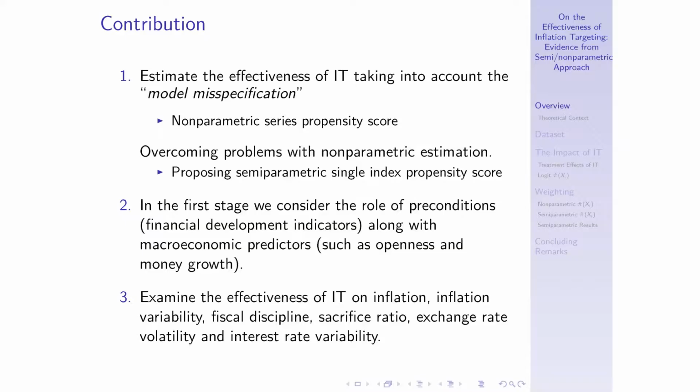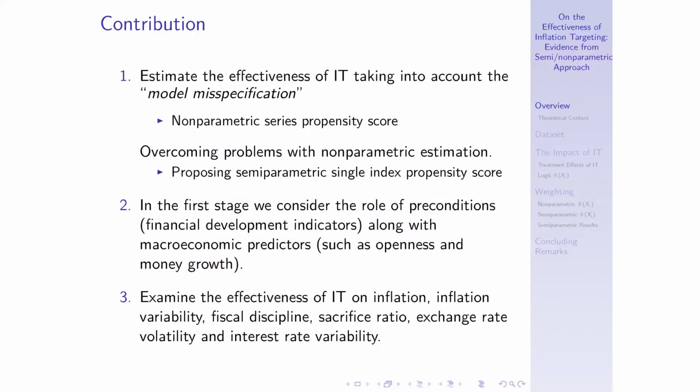So what do we do? In the first stage, in addition to the papers that have considered inflation targeting in the literature, they have only looked at lagged inflation, openness, and money growth as the conditioning variables. So to calculate the probability of adoption of inflation targeting, the set of conditioning variables that will predict the probability of adoption, these are the only three variables that they have looked at. In addition to that, we are also looking at some other conditioning variables. So we are looking at financial development indicators like central bank asset to GDP ratio and private credit to GDP ratio.